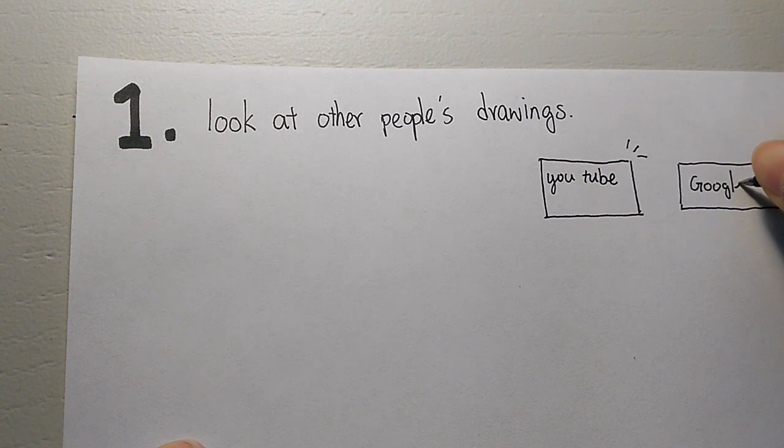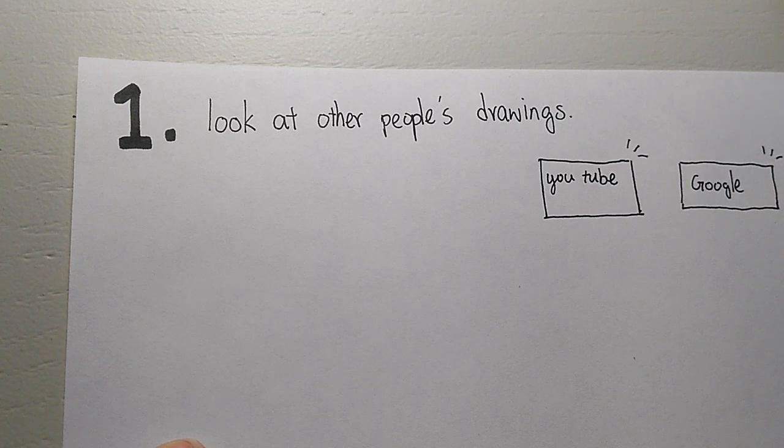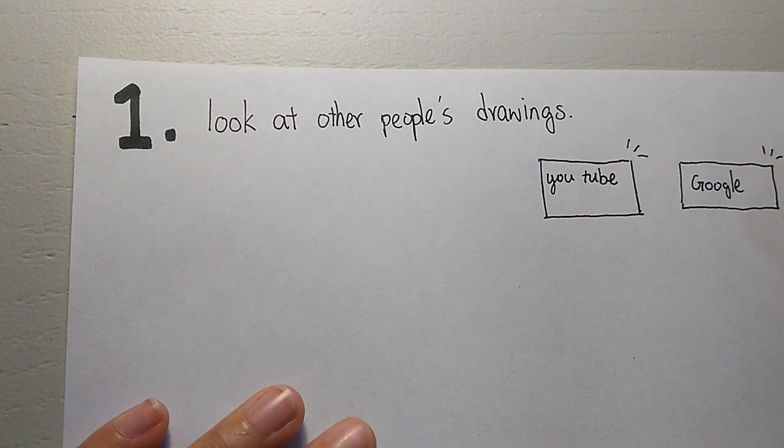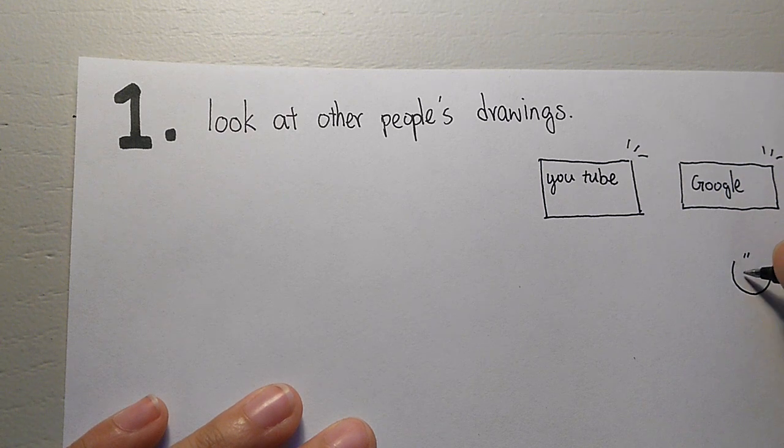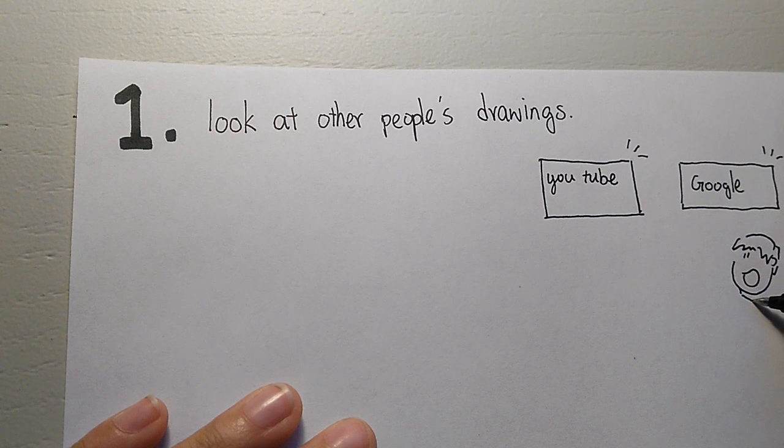The first way, or the first method, or the first step, if you call it, is to look at other people's drawings. The people I mean here isn't a very random person on the street, or someone you don't know. The people here means professional cartoonists that you like very much.